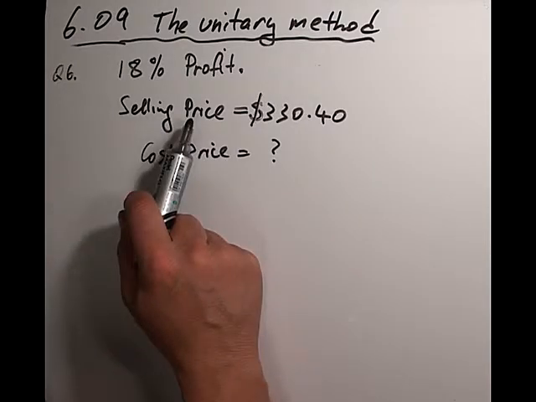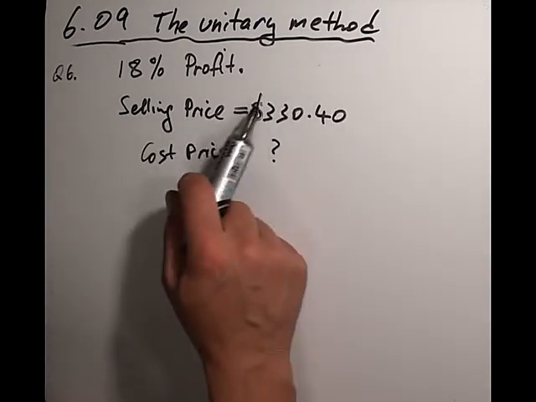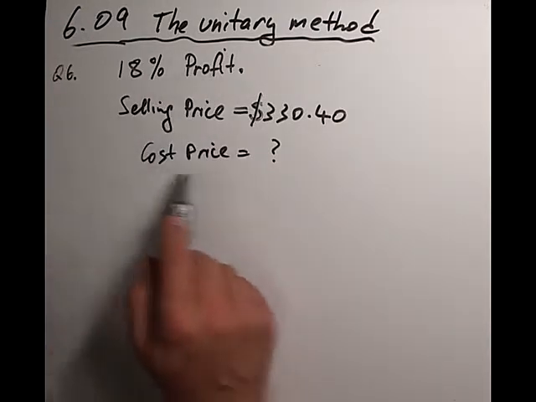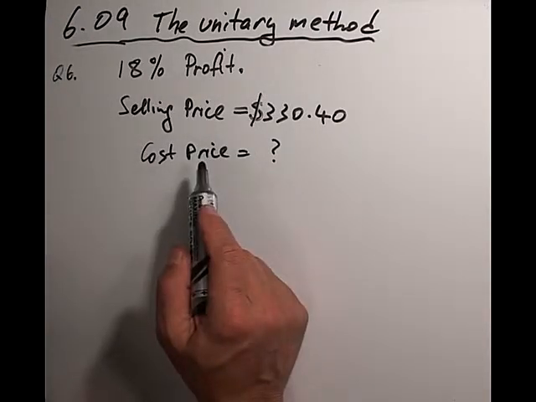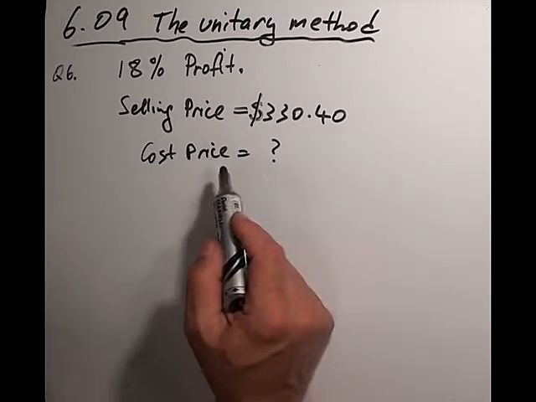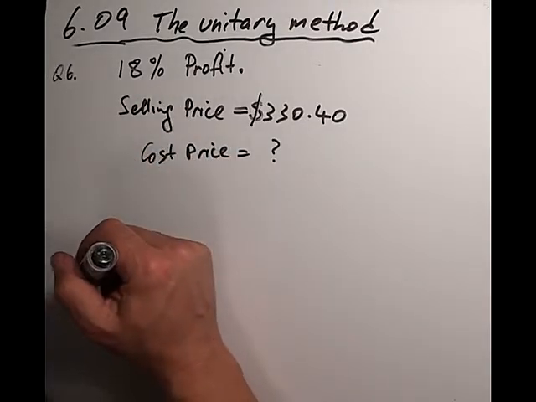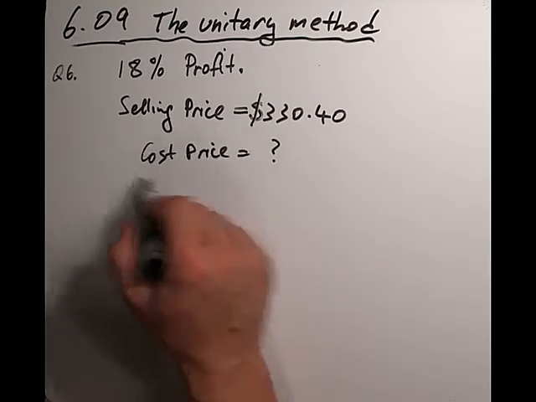So the selling price is inclusive of the profit. You take your cost price, you add on it how much profit you want to make, that gives you your selling price. So in this case, we need to work out what is the cost price.